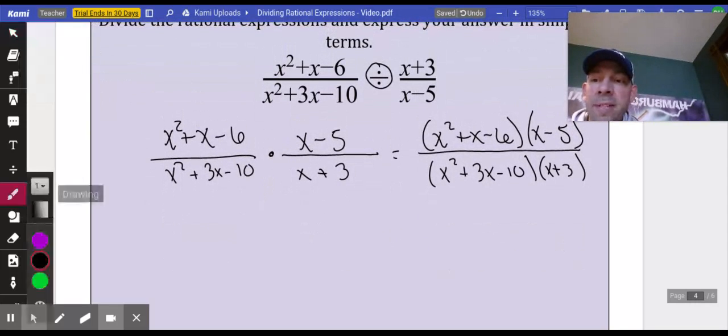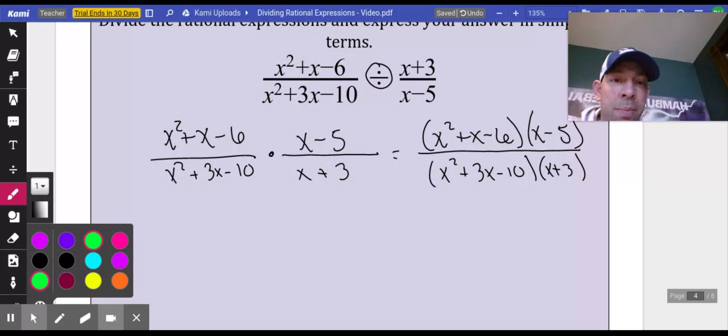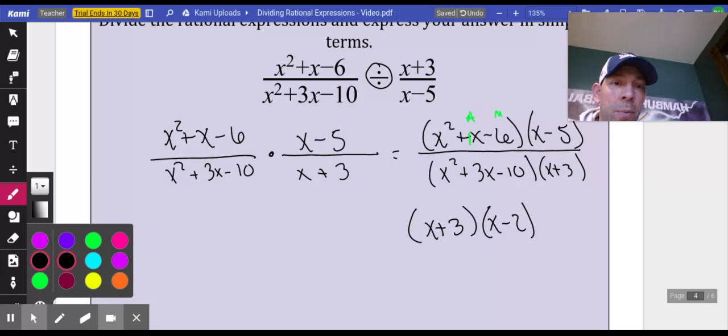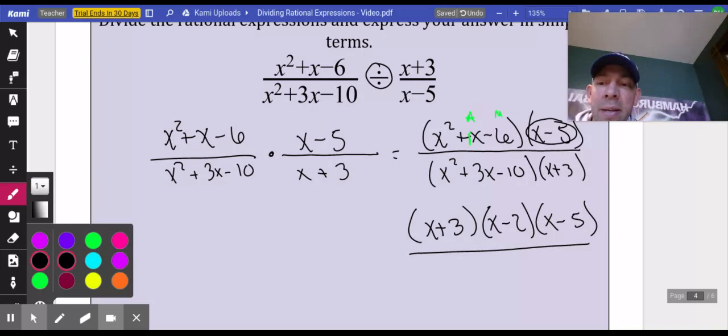So for instance, this x squared plus x minus 6, we've got a trinomial. I'm looking for two numbers that multiply to -6 and add up to 1, which I believe gives me x plus 3, x minus 2. And then we'll just rewrite that x minus 5 because it can't be factored any further than it already is. All right, on the bottom here, we need two numbers that multiply to -10 and add up to 3. So what numbers are going to get the job done for us here?